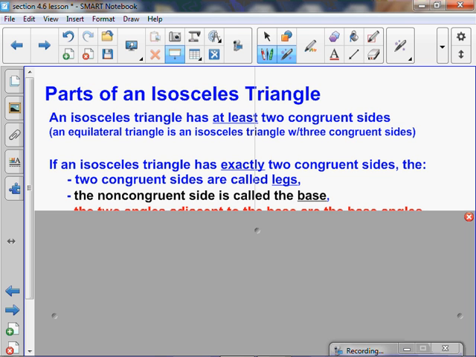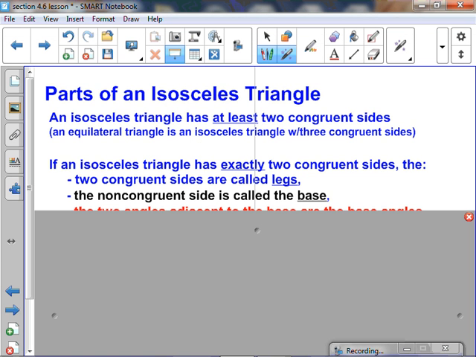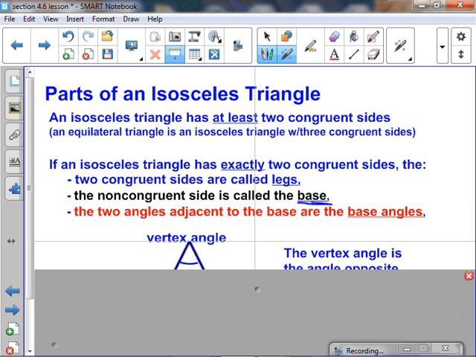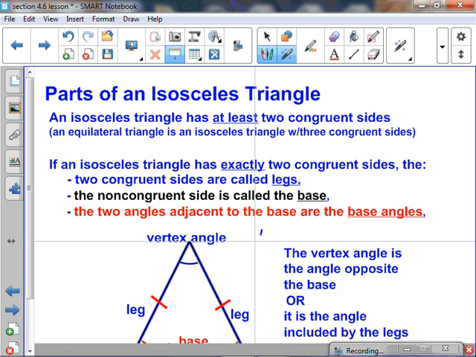The 2 congruent sides are called legs. The non-congruent side is called the base. We've talked about that. The 2 adjacent angles to the base are called base angles. And let me show you the picture. It's just easier to explain that way.